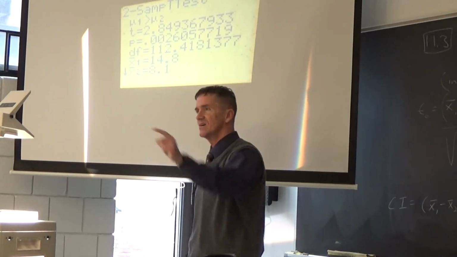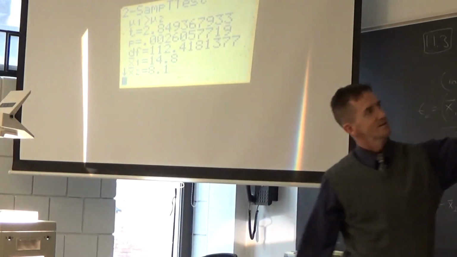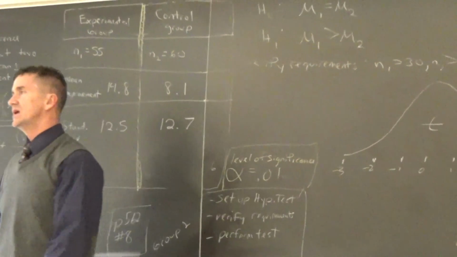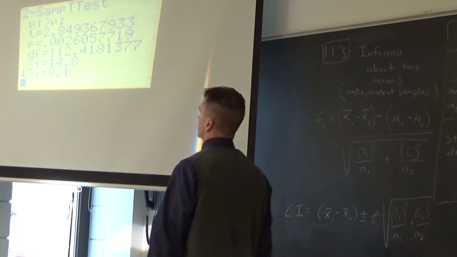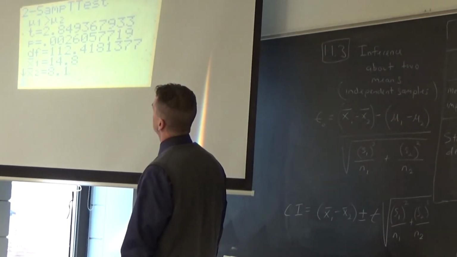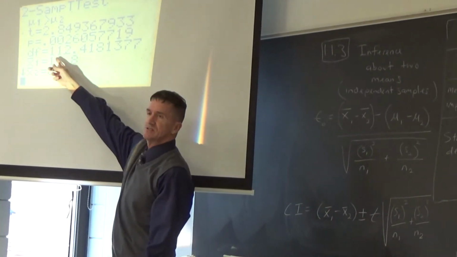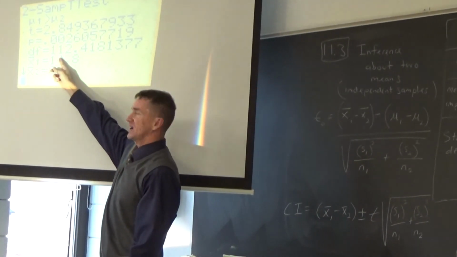Reject null. There is evidence suggesting that the mean for the experimental group, the drug group, is greater than the mean for the other group. Seems like the drug's doing its work. Hey, look at the degrees of freedom. Everyone, what's the degrees of freedom? 112. Remember, it comes from that math formula.